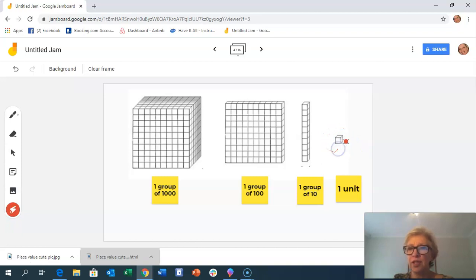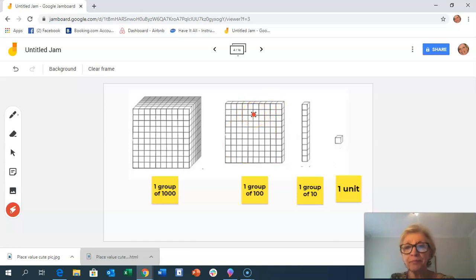Well, there's 10 of these in one of these. So that is 1 unit. When we talk about 1 unit, that's what it looks like. When we talk about one group of 10, that's what it looks like. It is now 10 times bigger than the 1 unit. When we look at 10 times 10, so there are 10 of these in here, 10 times 10, or one group of 100. That's what 100 looks like.